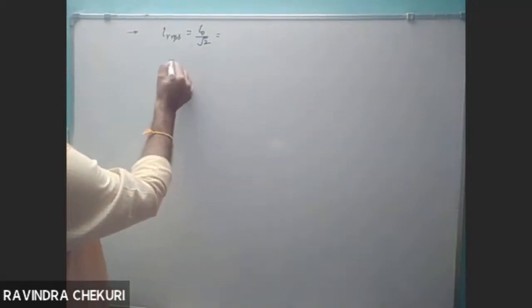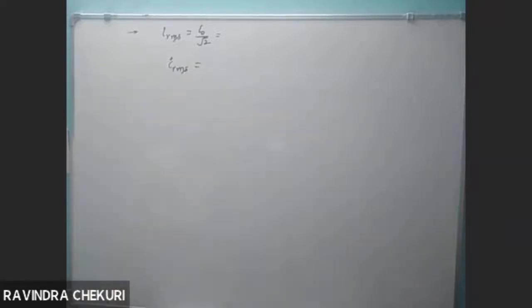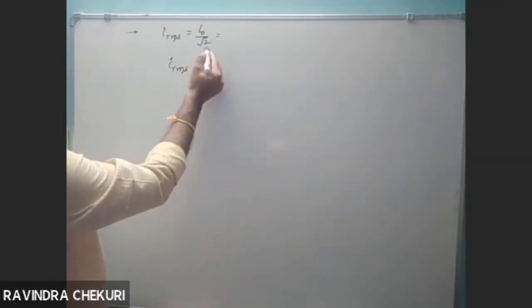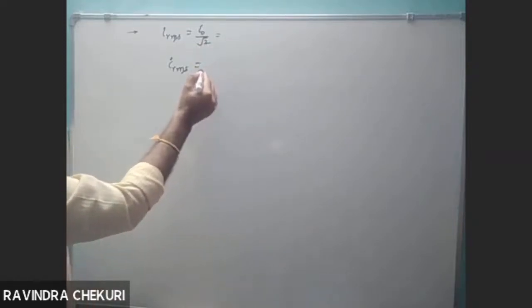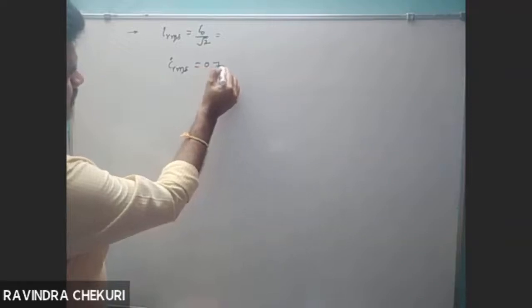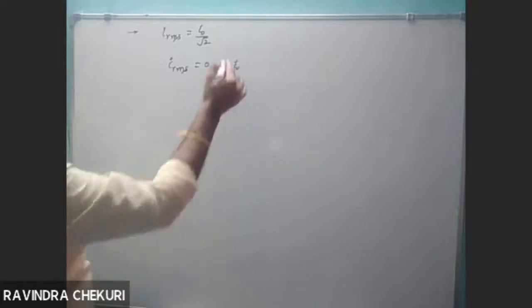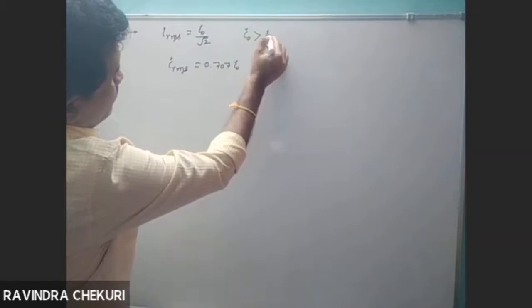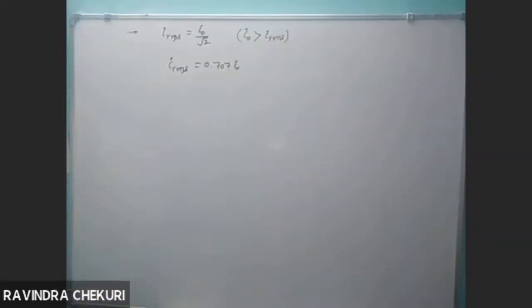So I_RMS is equal to I naught by root 2. I naught is greater. Peak value is greater. 1 by root 2 value is 1.414, so I_RMS is 0.707 into I naught. So here which one is greater? I naught is greater. Peak value is greater. I naught is greater than I_RMS.